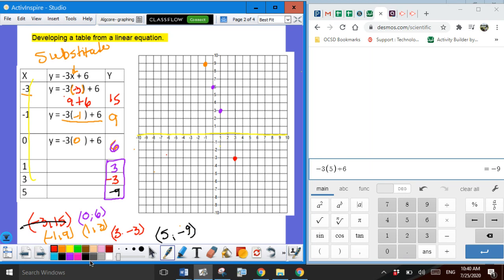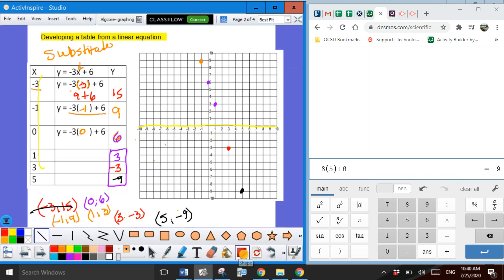5, negative 9. These lined up. They made a line. Okay, they made a line. So that is how I know that I am correct, is they all lined up into a line.